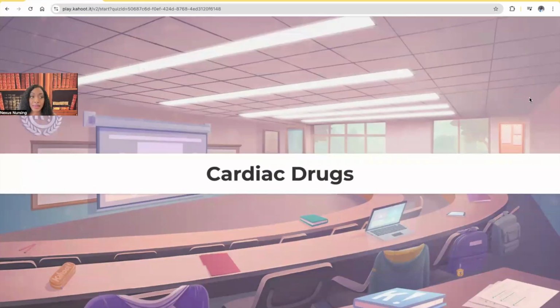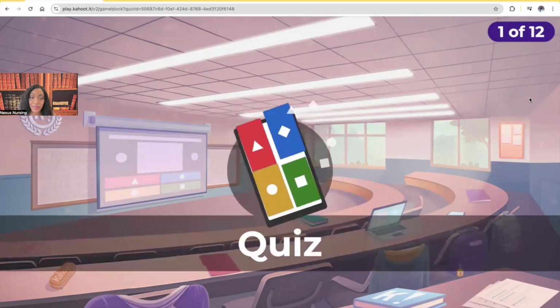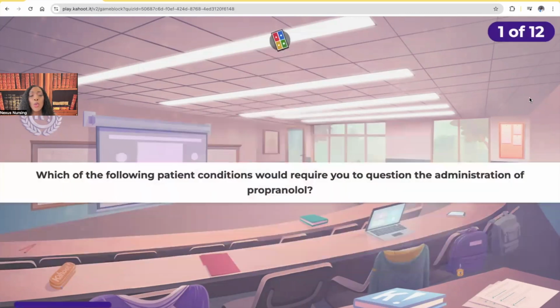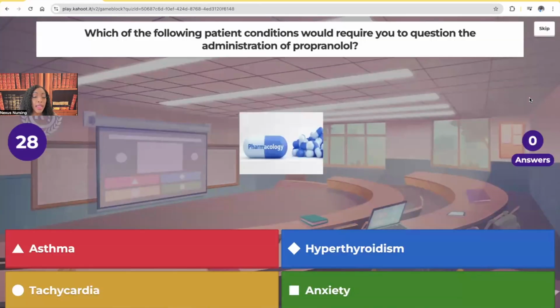Cardiac drugs. First question. Which of the following patient conditions would require you to question the administration of propranolol? Here are the options: asthma, hyperthyroidism, tachycardia, and anxiety. All right, which condition would require you to question giving propranolol?